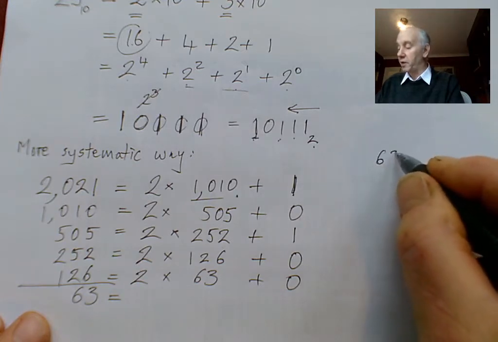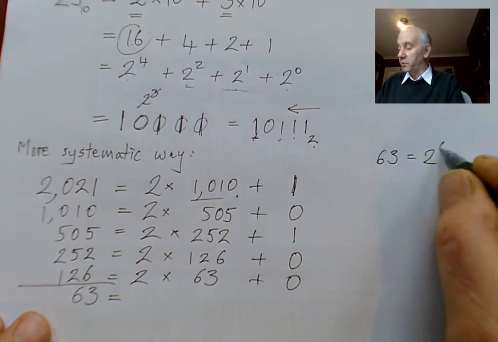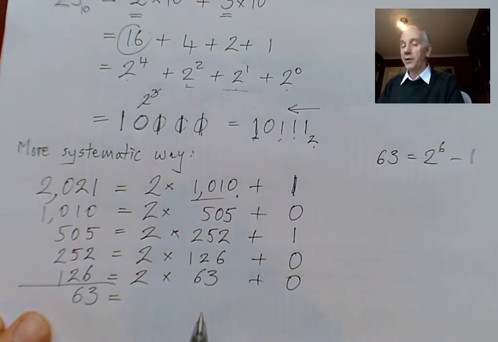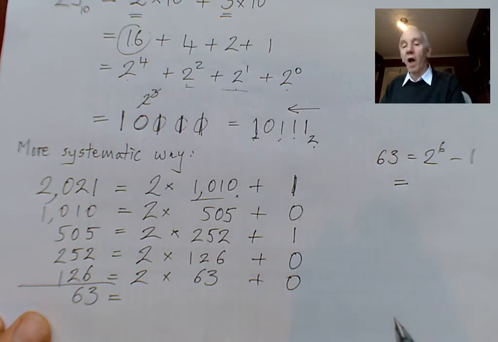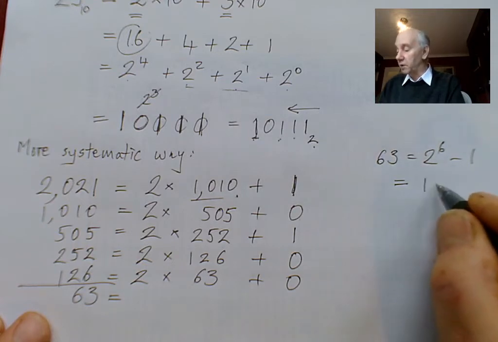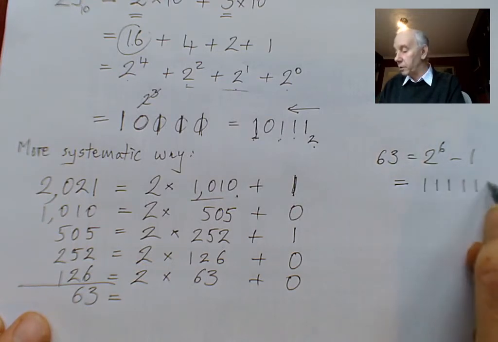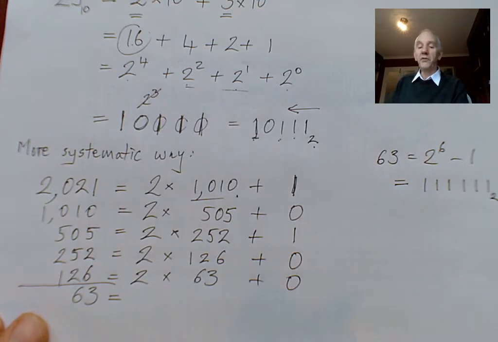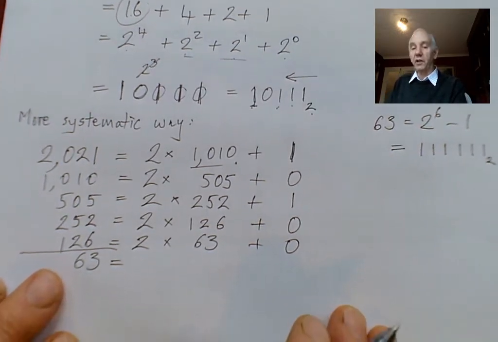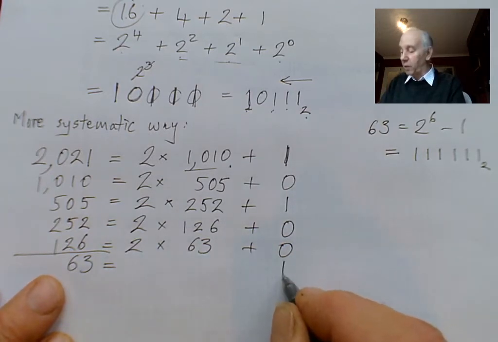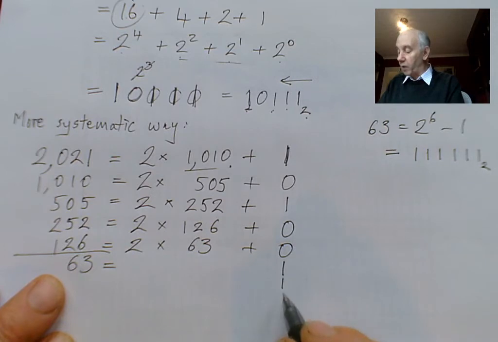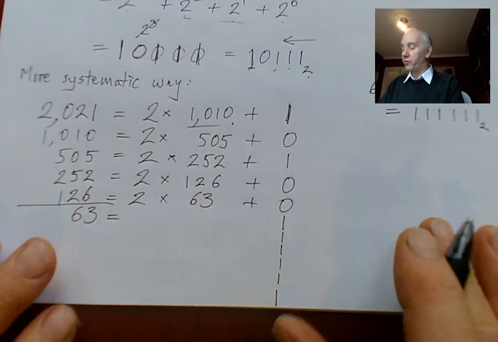because 63 is 64, which is 2 to the power 6, minus 1. And 2 to the power 6, remember, I'd write that in binary as 1 followed by 6 zeros. So that means 63 has to be 6 ones in binary. So if I were to apply this method to 63, I just get 6 lots of 1s. So I'm going to get 1 as a remainder at the next step, and then another 1, 1, 1, 1, 1, and then I finished.